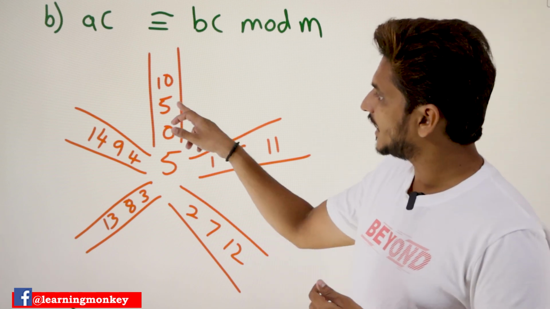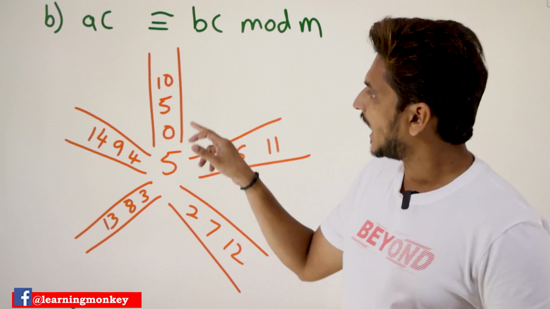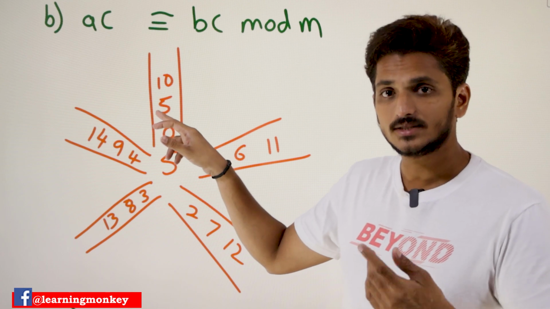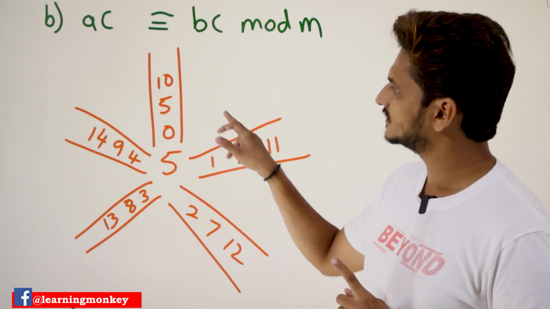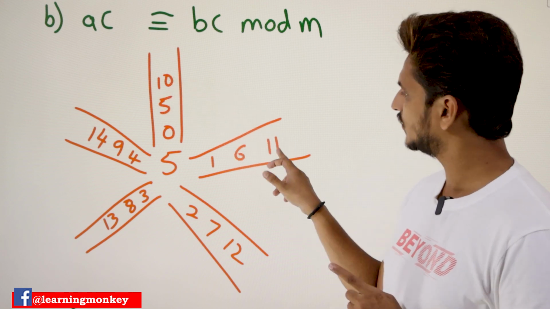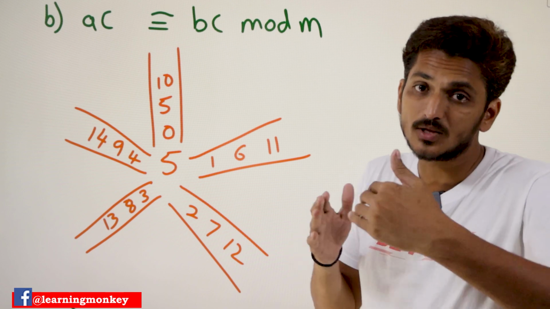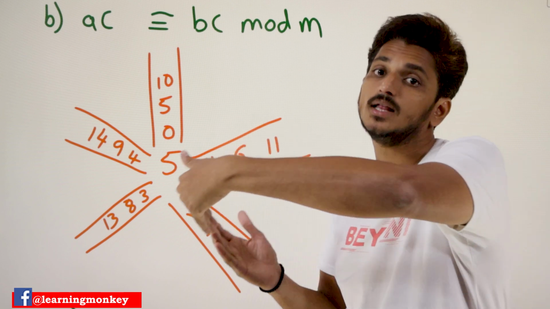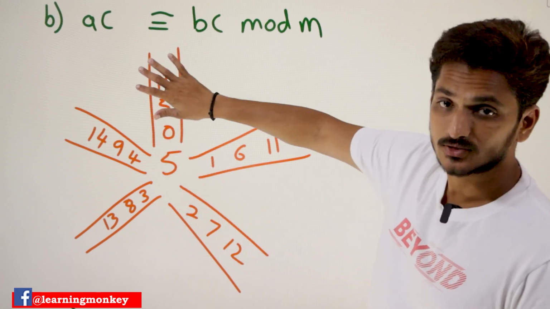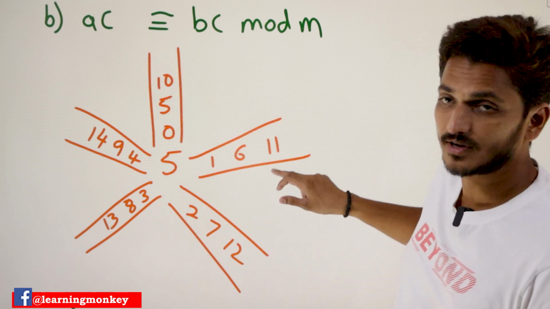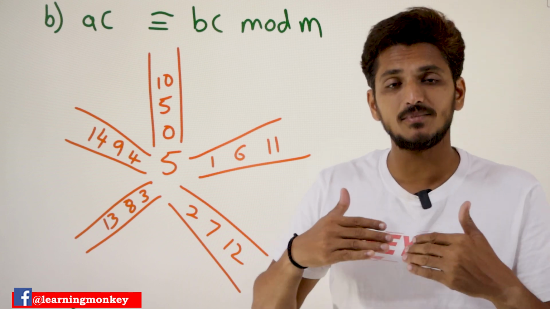Assume that A is equal to 5, B is equal to 10. Assume that C is equal to 1. If you add 1 to 5, you are going to get 6. 1 to 10, you are going to get 11. By adding a constant, you are moving from one class to another class. So that's why the numbers 6, 11 are congruent, because those two numbers belong to the same class.